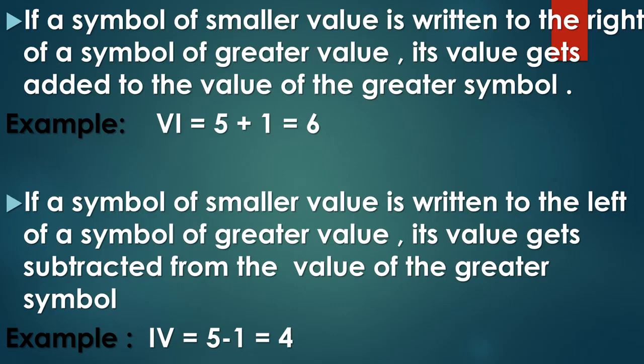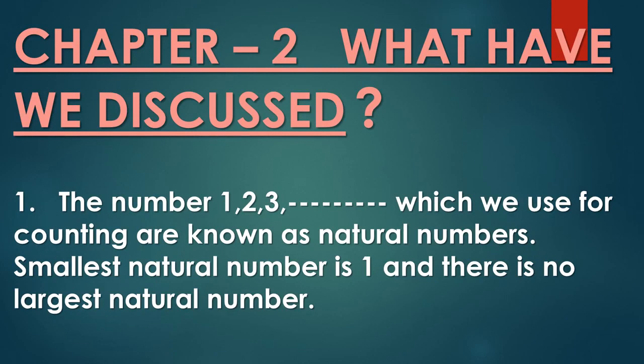Now let's move to chapter 2. What have we discussed in this chapter? Now see. The numbers 1, 2, 3 and so on which we use for counting are known as natural numbers. This we have done, that all counting numbers are known as natural numbers. Which is the smallest natural number? The smallest natural number is 1. And there is no largest natural number.